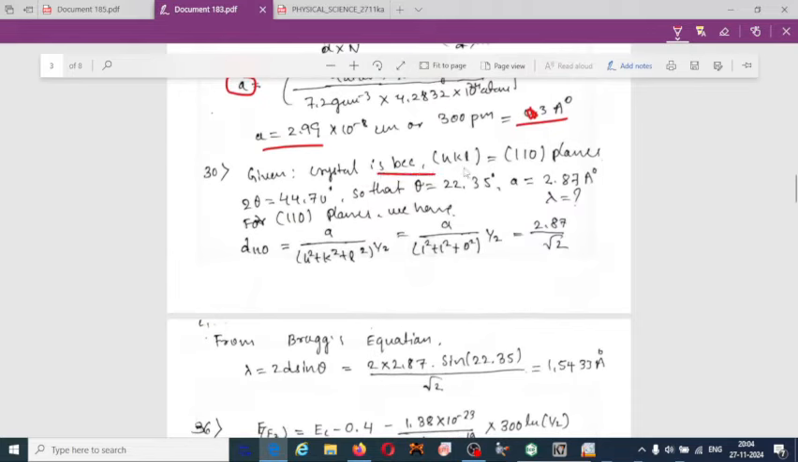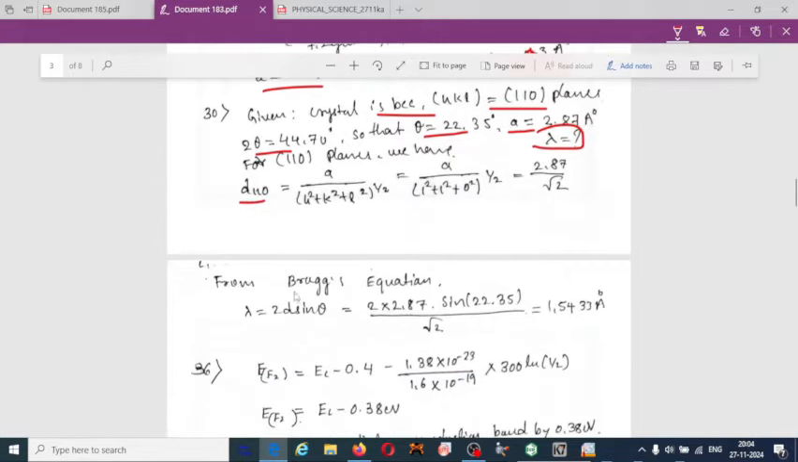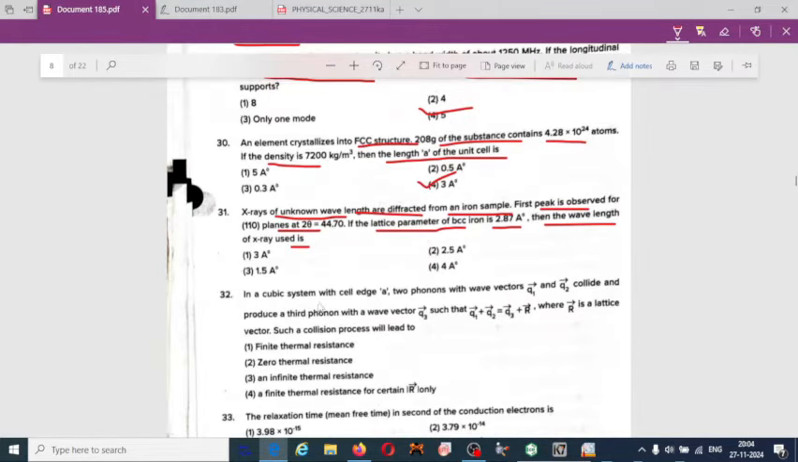Crystal BCC, the given plane is 110. Theta value we can calculate here, 22.35. Lattice parameter value 2.87 angstrom. And then lambda you need to calculate here. First you should calculate the interplanar spacing and use the Bragg's equation. Lambda equal to 2d sin theta, you will get the wavelength, that is 1.54 angstrom.